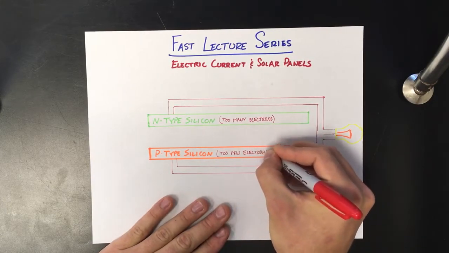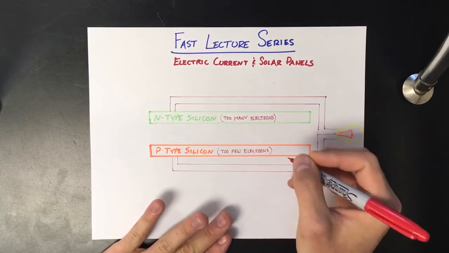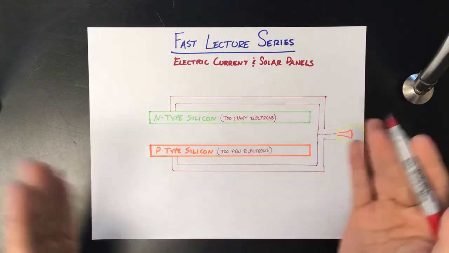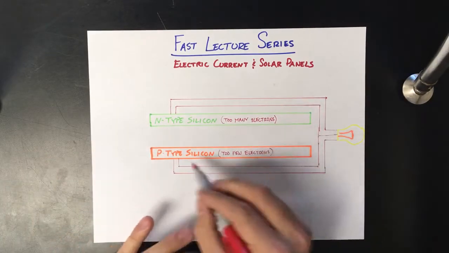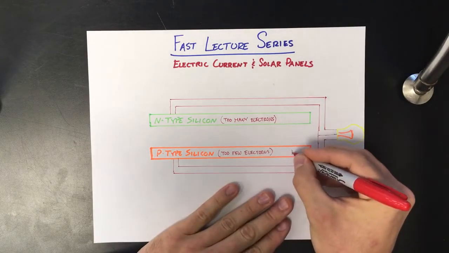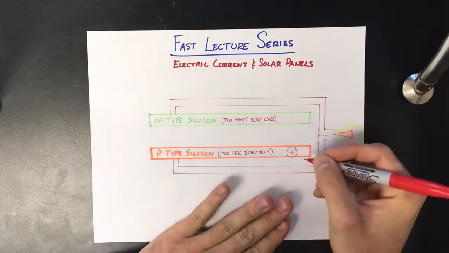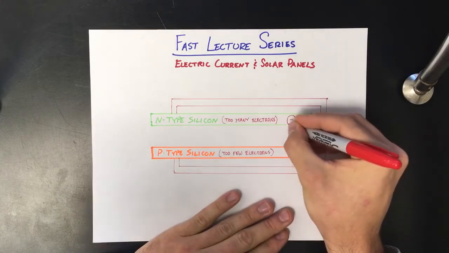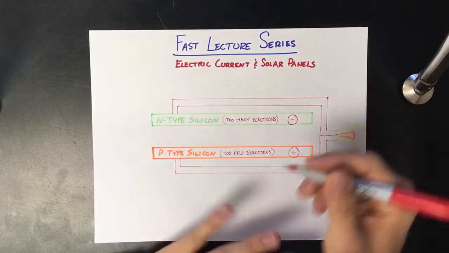Now, when we do this, there is a net charge that happens. So there's too few electrons over here, which means that this is going to have a positive charge, and this one's going to have a negative charge because there's too many electrons.